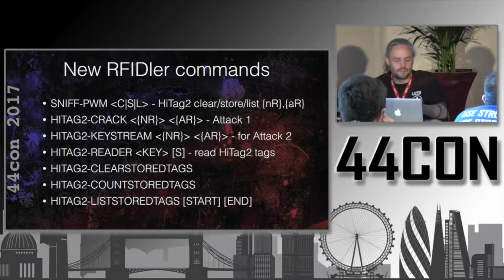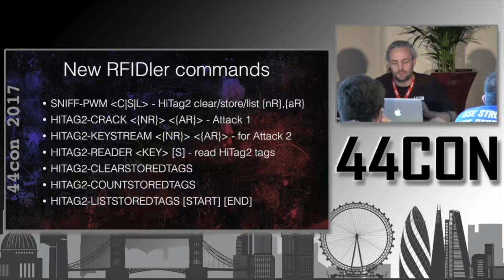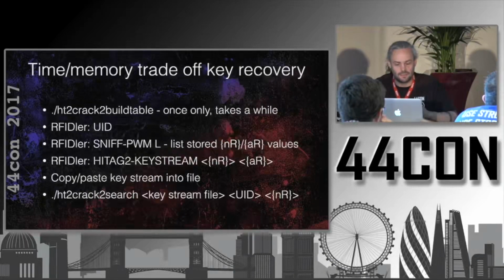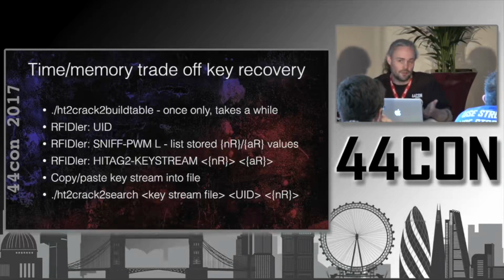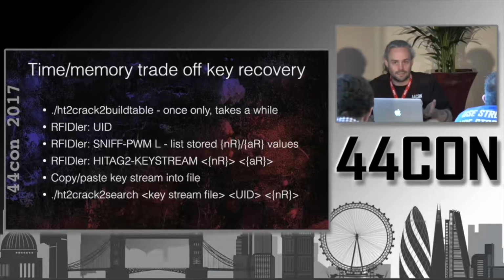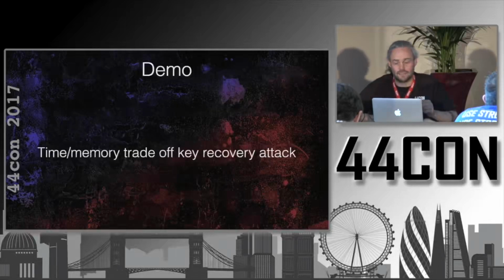So of the commands, there's a keystream command that I wrote, which does this. The way we do it is build the table once, get the UID, get some encrypted nonce, encrypted challenge response value, and use that to get keystream. Copy the keystream into a file, and then just run the search against that. So let's do that.